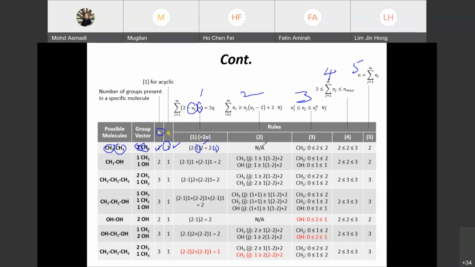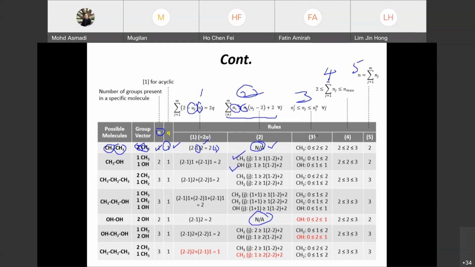Okay, rule number 2. If you look at here, it's not applicable. Why? Because it should have Ni and Nj. Here we have only Ni or Nj only, so it's not applicable. For rule number 3, it should have two different groups, like CH3 and OH. That's why we can use it there. This is not applicable here. Similarly for OH.